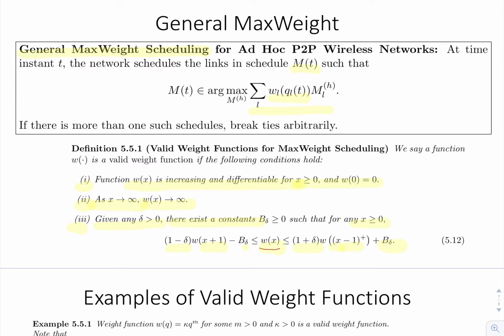For example, you could use W of q equals kappa times q to the m. This is very useful actually. In fact, W of q equals q is a special case of this. Note that, for example, when we have q squared here, we are penalizing high values of q more, in the sense that we tend to give priority to Qs that are larger more than we would if m was equal to 1, for example.